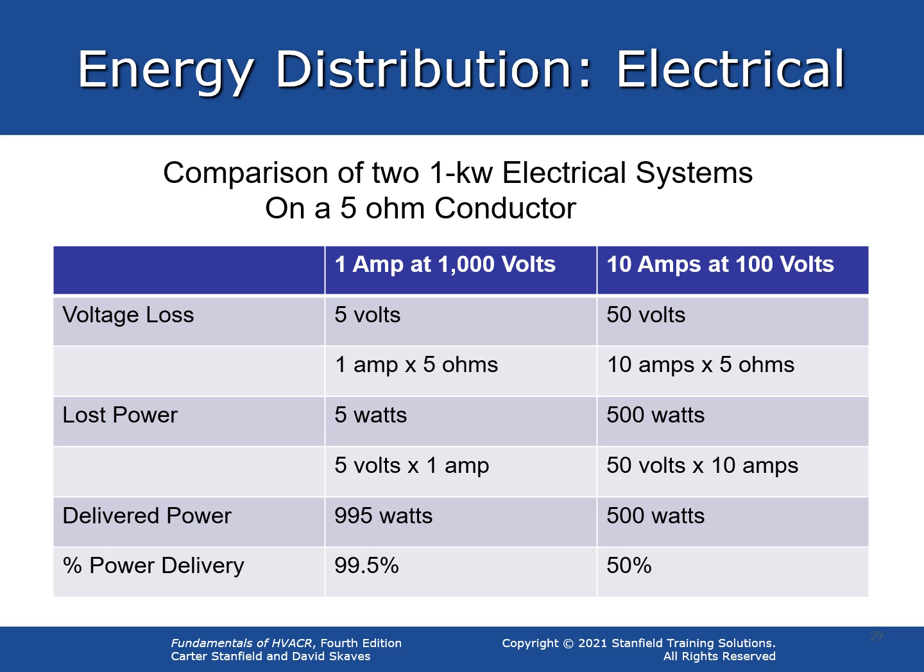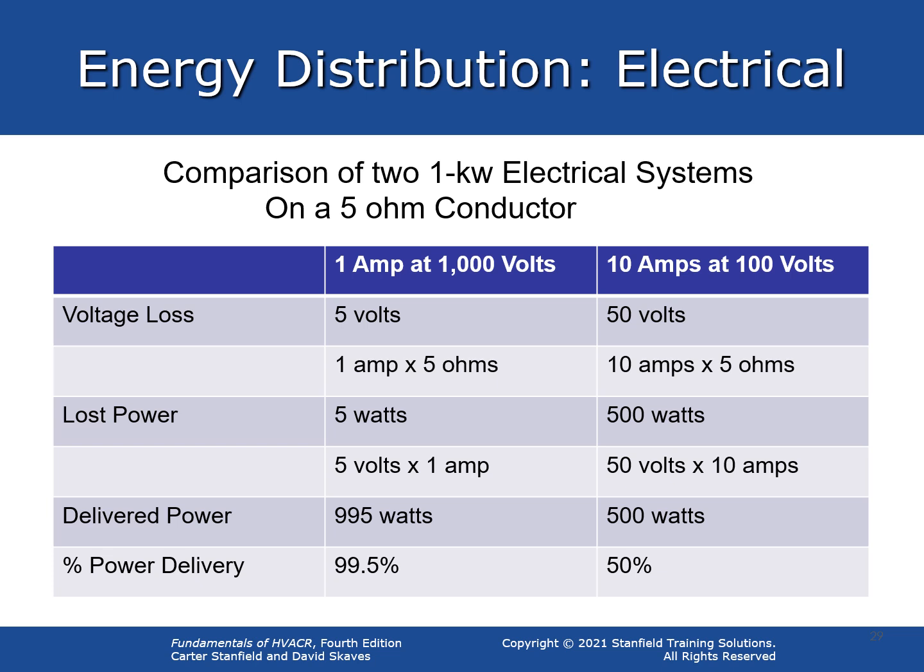Electrical work is done by a combination of current and voltage. Voltage loss is calculated by multiplying current times resistance. To reduce the voltage loss through the line, it is necessary to reduce the current traveling through it. This is done by increasing the voltage.